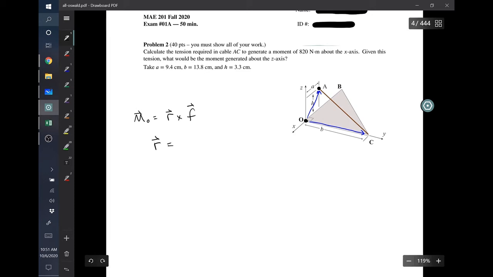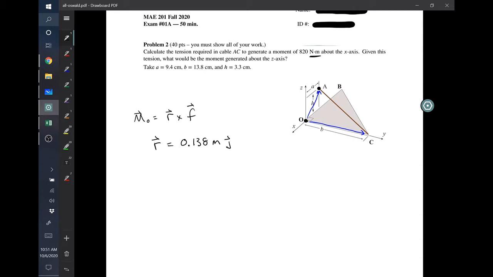is just going to be equal to the distance of B in the y direction, and B is equal to 13.8 centimeters. Now, a common mistake is to get the units mixed up. Since we have the units of the moment given in Newton meters, we have to use meters here. So we'll have the moment arm as being 0.138 meters along the j direction. And that does the moment arm.